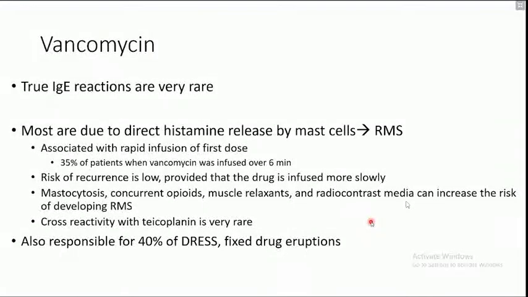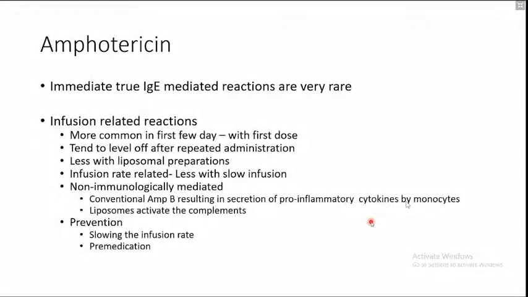And there are some conditions which can increase mast cell degranulation, increase the risk of mast cell degranulation. So you have to avoid some other drugs like muscle relaxants, opioids, and some conditions can increase the risk. And vancomycin not only cause red man syndrome, but they are also responsible for 40% of DRESS and fixed drug eruptions. So they can commonly cause other severe cutaneous adverse reactions as well, which are T-cell mediated.